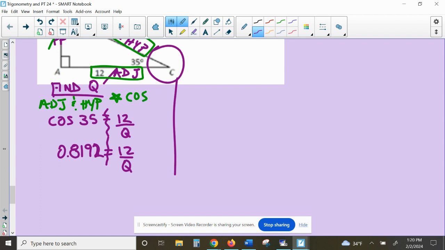All right, you got to do algebra now. What do we need to do here? Put him over 1 and cross multiply? Okay, go ahead. Put him over 1 and cross multiply. Okay. What do I have on one side? 12. 1 times 12 is 12. What do I have on the other side? 0.8192 times Q.